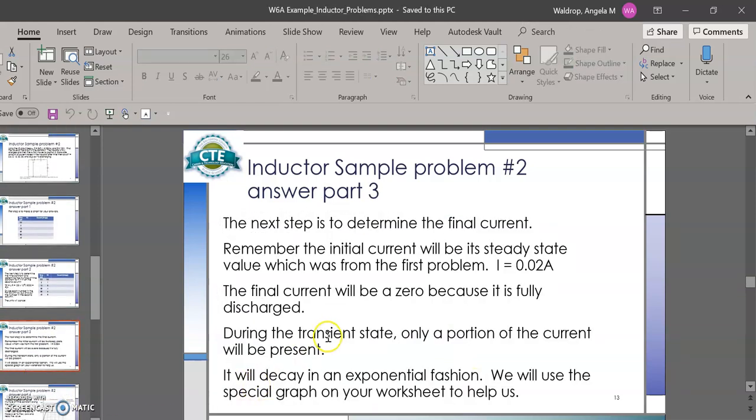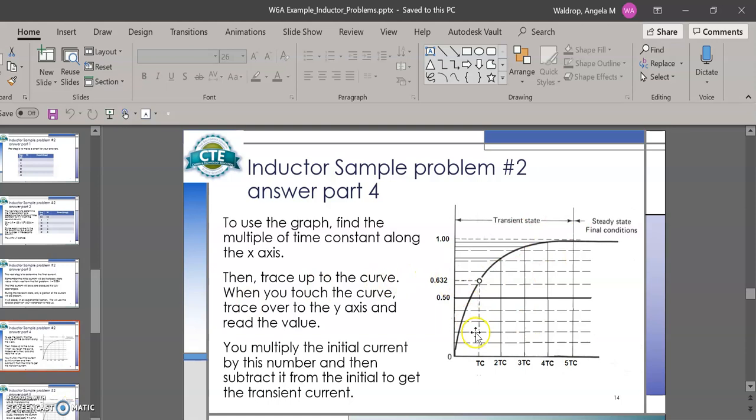Now to fill these numbers in, we need to figure out the final current. We're going to take the initial current at its steady state value, 0.02, and subtract the numbers from that. The final current in this case, for the discharge problem, is going to be 0 because it's going to be fully discharged. So during the transient state, when it's changing, only a portion of the current is going to be there. It's going to decay in an exponential fashion just like it increased. So we can take a look at this.